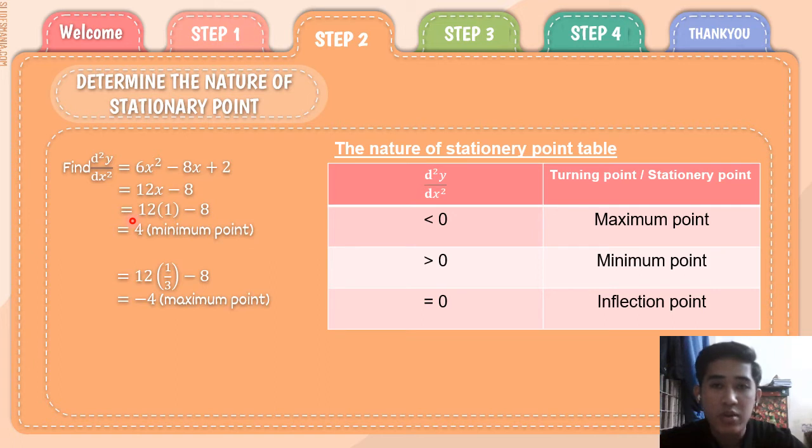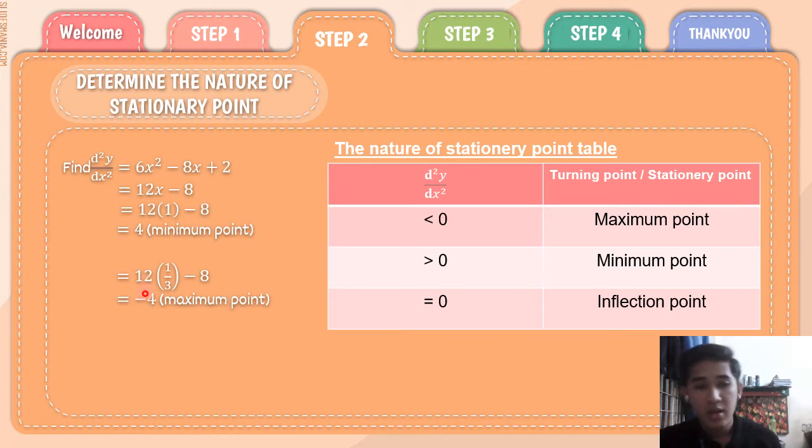Then we move to the second step, which is to substitute the value of x. So it will be 12(1) minus 8. Doing the calculation, we get 4. And 4 is a minimum point, because it is greater than 0. So that's why it is a minimum point.